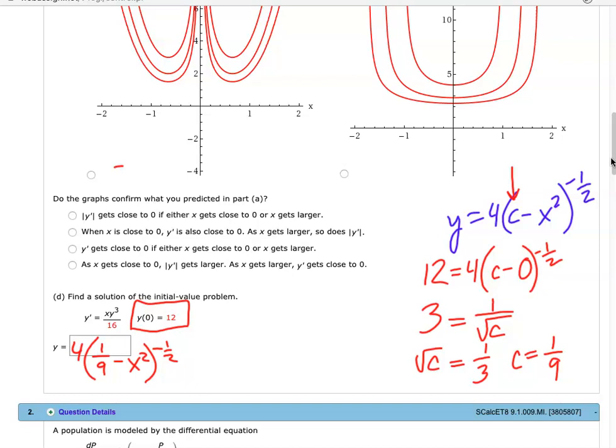Wait, so 1 over... I'm just having algebra. Sure, 1 over root C. Do I just square it? Cross multiply to move the c over to the other side. Right, multiply both sides by root c, divide both sides by 3, and then square both sides. You can square both sides first, right? If you square both sides first, you get 9 equals 1 over c, so c equals 1 over 9. What do you have? Is it over 4?